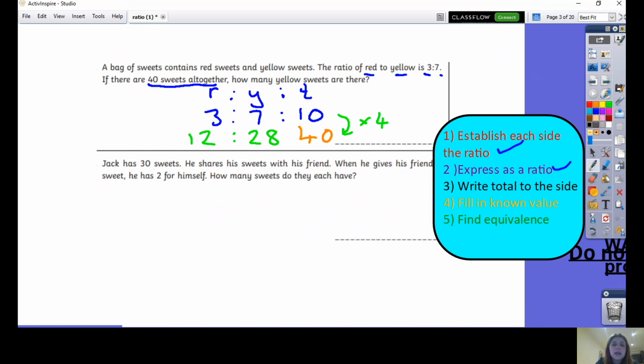Now, what was the question actually asking me? How many yellow sweets? There were 28 yellow sweets. Well done if you said that one. Let's look at the next one then.